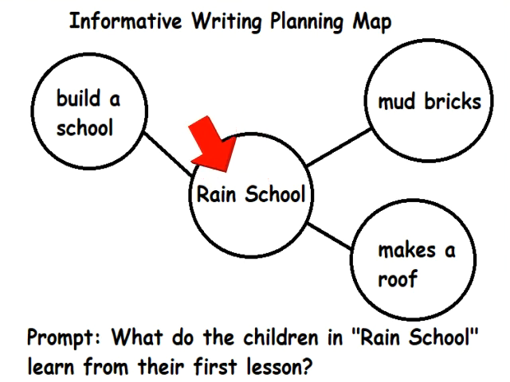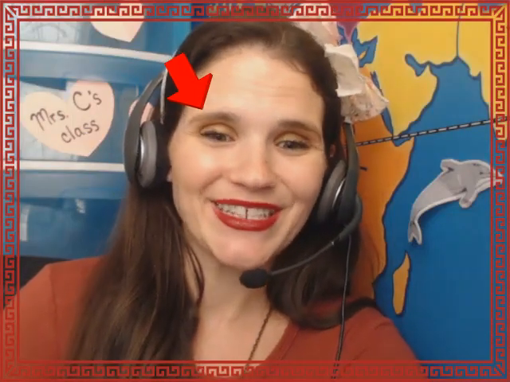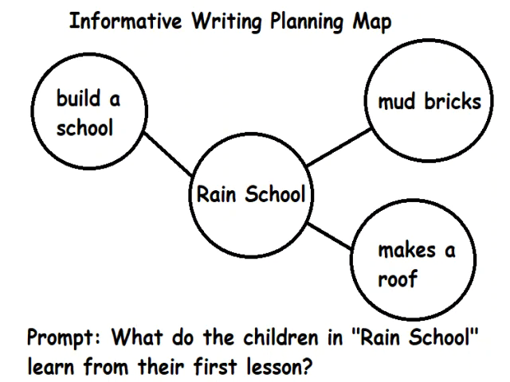So I know I'm writing about Rain School. That's the text or the story that I read. I know that they learned how to build a school, how to make mud bricks, and how to make a roof. So the character makes a roof, he makes mud bricks, and he eventually helps his classmates build a school. So these are just my ideas. This was just planning. These might have been the same ideas that you thought of since these are details directly from the story. But this is not a final draft or a published draft, of course. That's just planning.